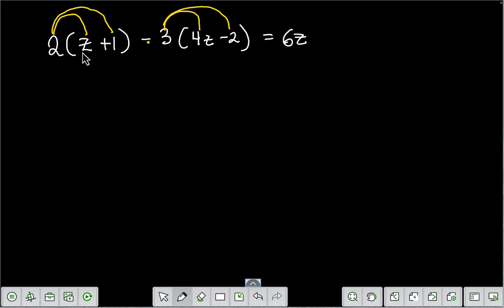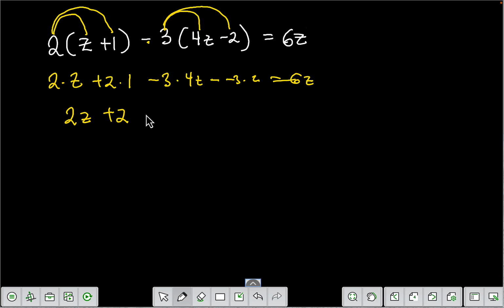Yes, so 2 times z plus 2 times 1, then negative 3 times 4z minus negative 3 times 2, or minus 3 times negative 2 is the same thing, 6x. So you're gonna have 2z plus 2 minus 12z plus 6 equals 6z.